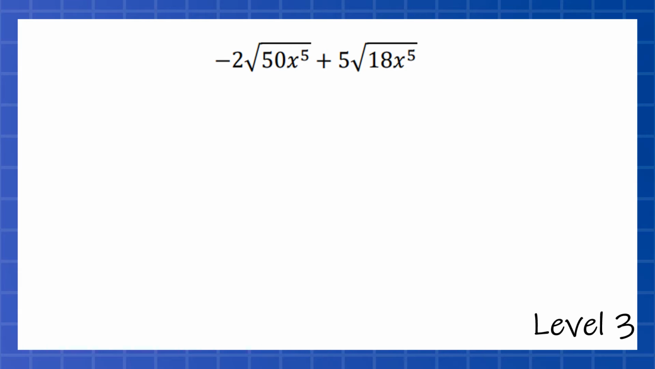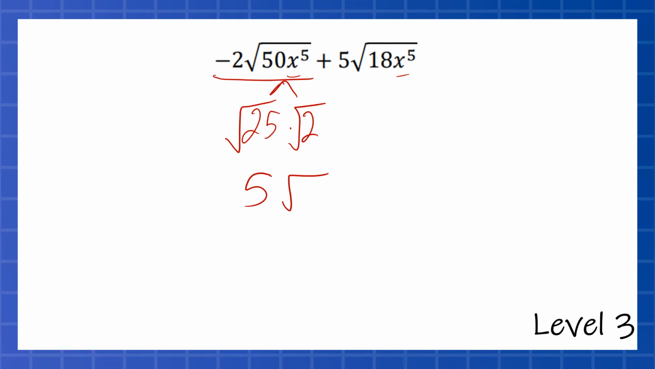Now, to kick it up a notch, now we have one with variables. So what we want to do is recognize that they both already have x to the 5th in them. So I'm tempted to want to be able to combine them. But before I do that, I'm going to want to simplify each of them. So if we simplify the first one, I'm going to say the square root of 50x to the 5th. If I look at just the 50, that would be 25 times 2, right? And so the square root of 50 is the same as square root of 25 times square root of 2. Square root of 25 is just 5, so that would be 5 square root of 2.